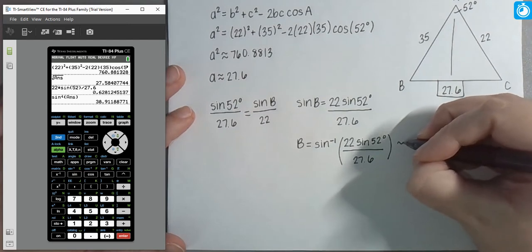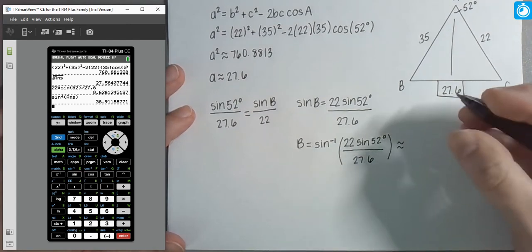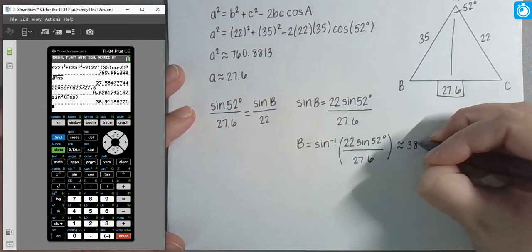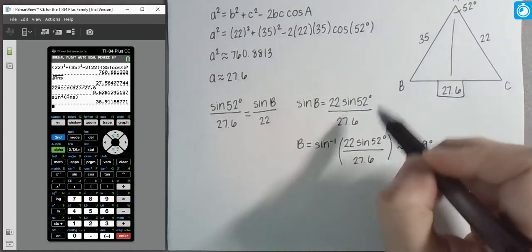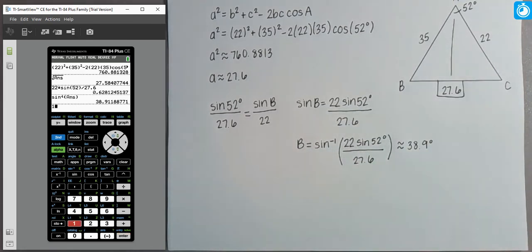So the angle B is going to be approximately 38.9 degrees. Now, how do you know the other angle doesn't work? Because remember, there are two angles that have this as the value for their sine. The other angle would be 180 minus this particular angle measure, minus 38.9. So it would be 141.1 degrees.